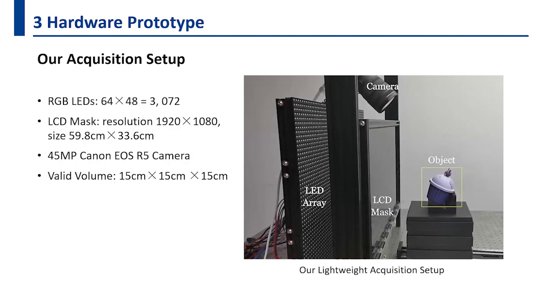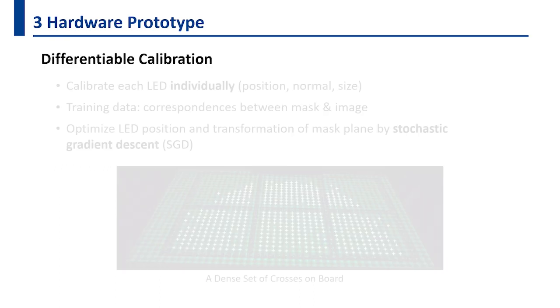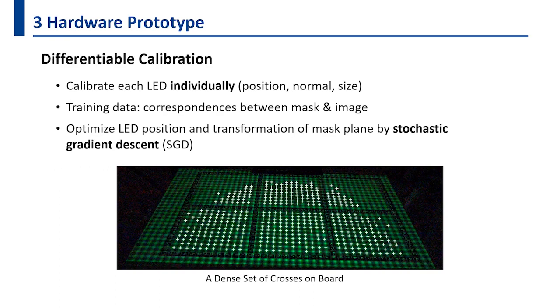This is the detailed configuration information of our setup. In order to obtain high-precision geometry, the accuracy of calibration is crucial. We calibrate each LED separately and consider them as area lights. A lot of corresponding point pairs are used as a training dataset to optimize the LED positions and the transformation of the mask plane in a differentiable manner.